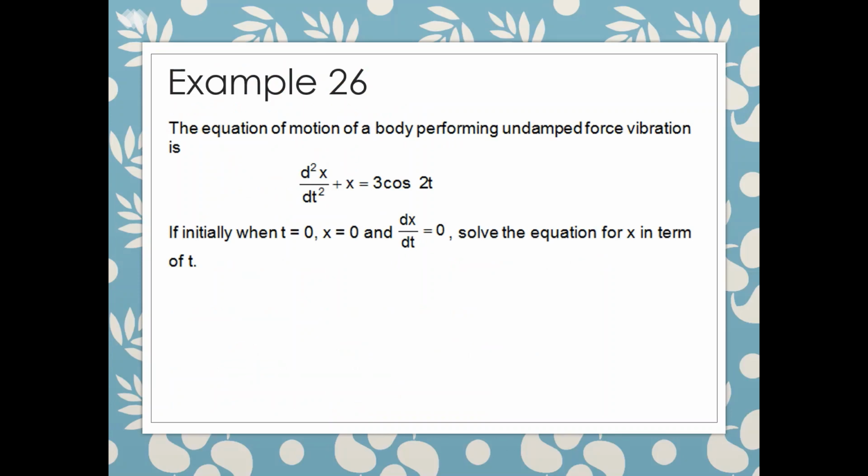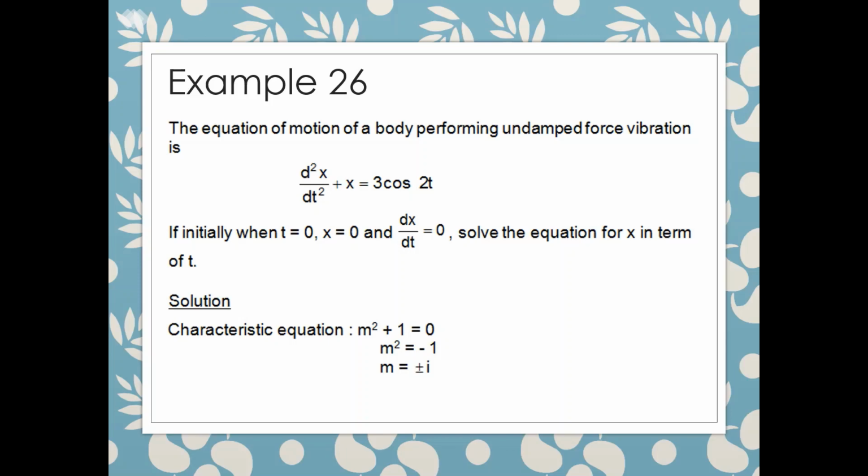The equation of motion of a body performing undamped forced vibration is given by d²x/dt² + x = 3 cos 2t. If initially, when t is 0, x is 0 and dx/dt is 0, solve the equation for x in terms of t. This is referred to as a second-order linear non-homogeneous equation. To solve, you need to find the answer for the xc first.